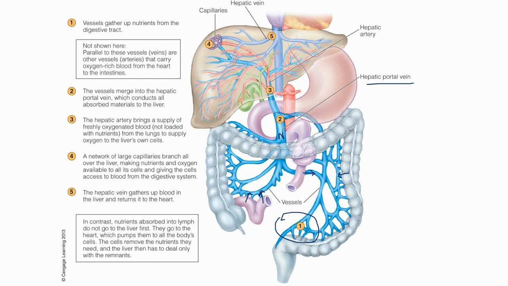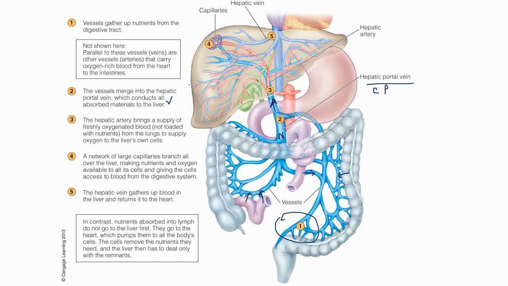Now, keep in mind what the nutrients are that we're talking about here. It is carrying the breakdown of carbohydrates and the breakdown of proteins. That's what's in that hepatic portal vein. It is going to the liver, okay? The vessels merge into the hepatic portal vein, which conducts all absorbed materials to the liver.